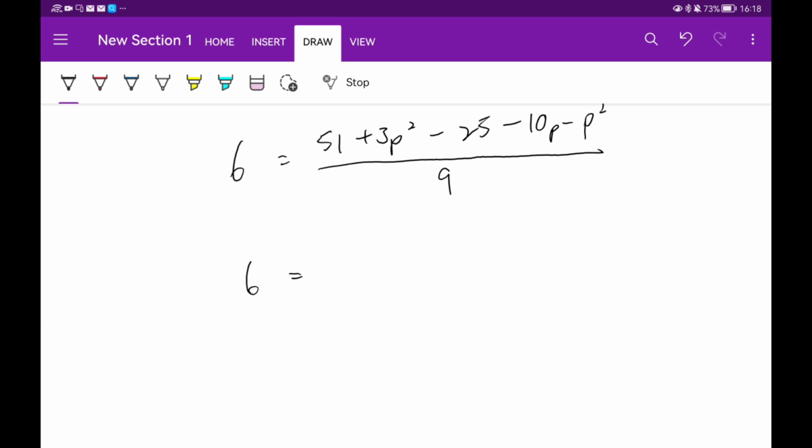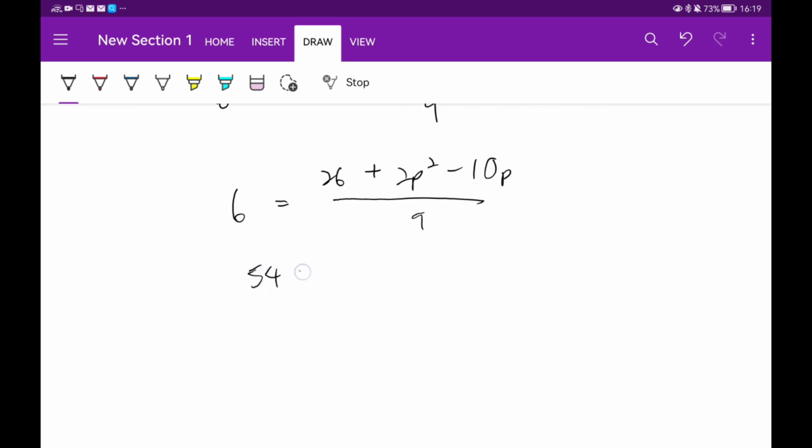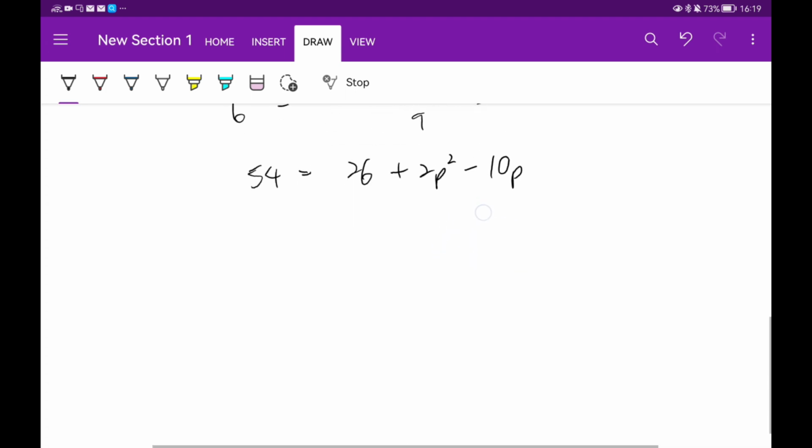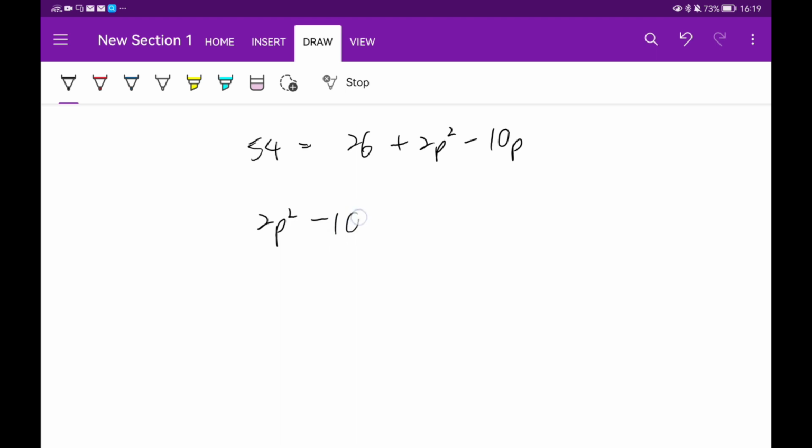51 minus 25, which is 26. 26 plus 2p squared minus 10p, divided by 9. Hence 54 equals 26 plus 2p squared minus 10p. Hence 2p squared minus 10p, 26 minus 54, so we get negative 28 equals 0.